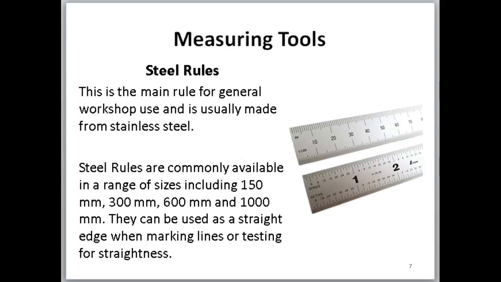Steel rules. This is the main rule for general workshop use and is usually made from stainless steel. Steel rules are commonly available in a range of sizes including 150 millimeters, 300 millimeters, 600 millimeters, and 1000 millimeters. They can be used as a straight edge when marking lines or testing for straightness.